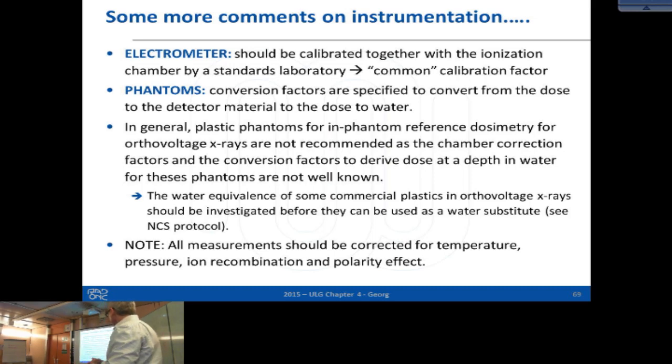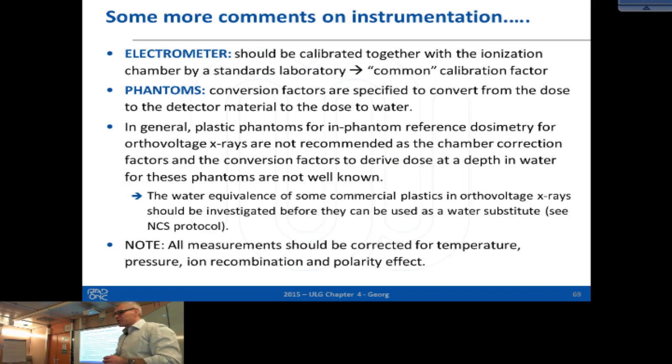And then for phantoms, you need to be sure that the phantom you use for a specific beam has the same attenuation and scattering properties. There are textbooks where you can find some recommended materials for different beam qualities.